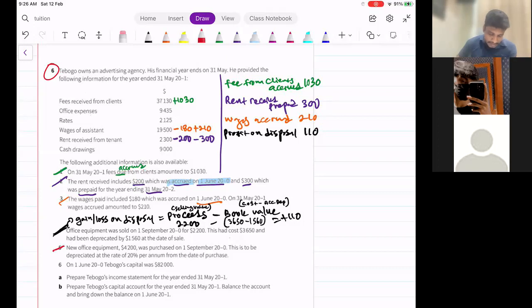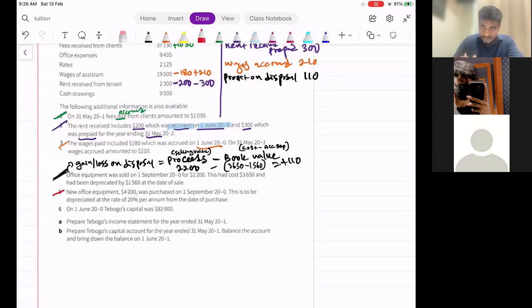Next one. New office equipment 4,200 was purchased on the 1st September 2020. This is to be depreciated 20% per annum from the date of purchase. Do you know how to calculate depreciation? Okay. When they say 20%, they just give me the percentage. The formula to calculate this is you take the cost times the percentage.